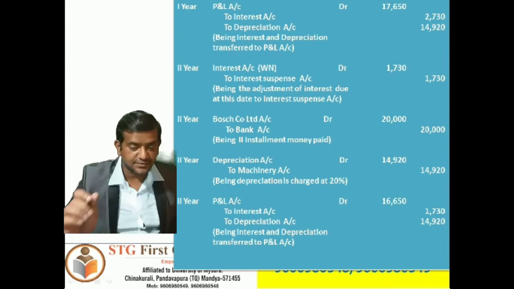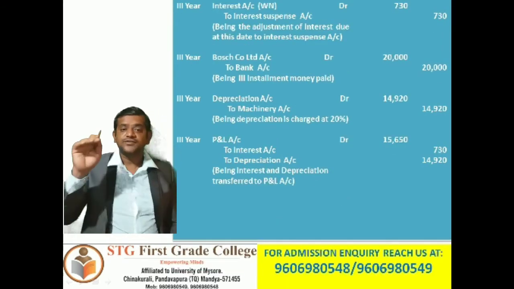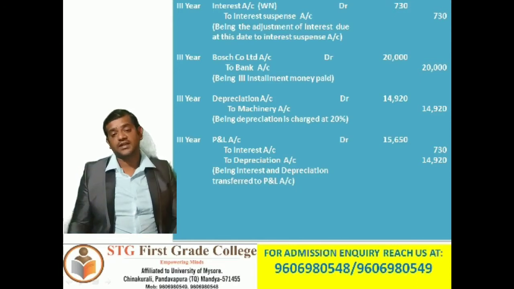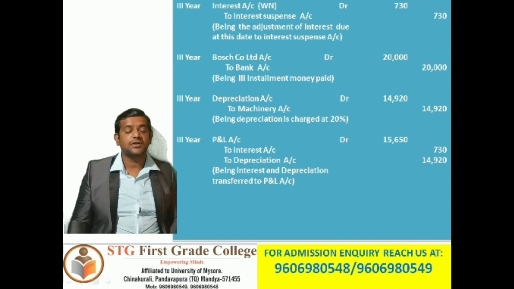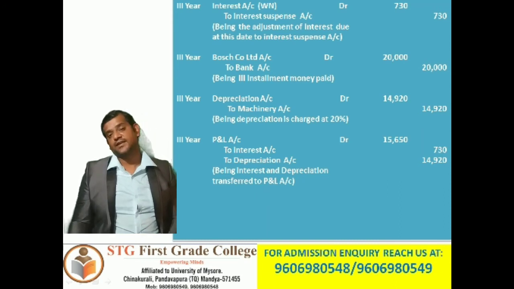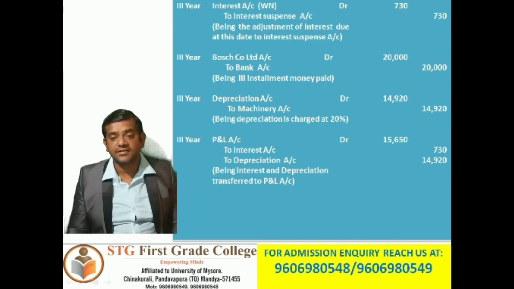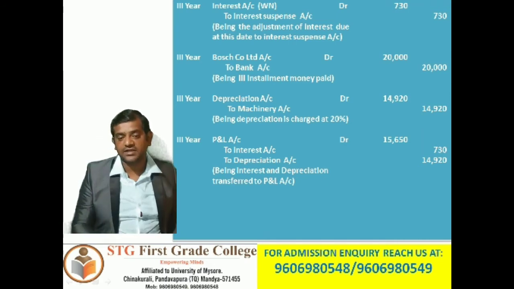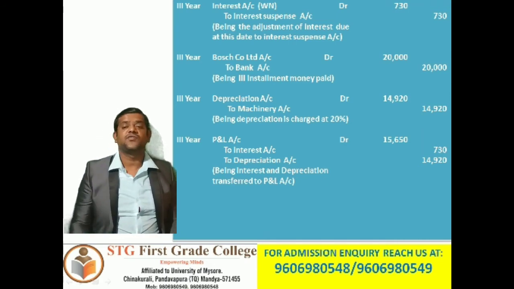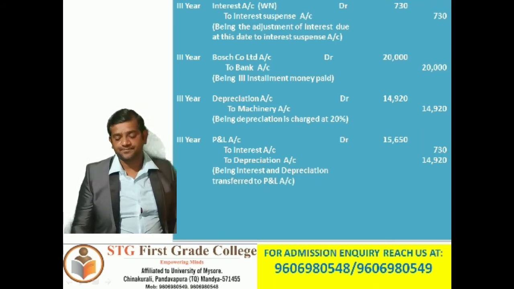So now let us move towards the third year. So third year interest account debtor to interest suspense account. So you can look at the working note table, which we have done at the beginning of the problem. So third year interest how much? 730 rupees. So 730 being the adjustment of interest due at this date to interest suspense account.